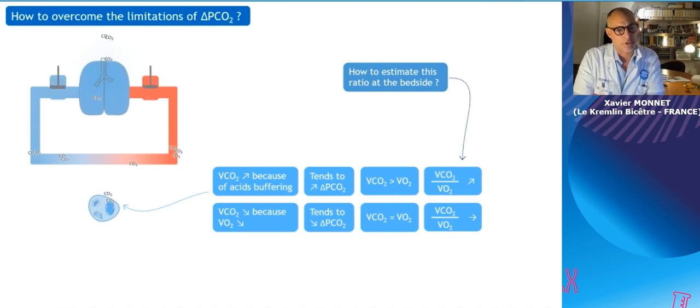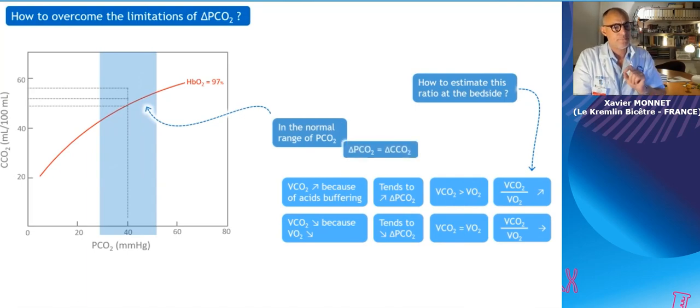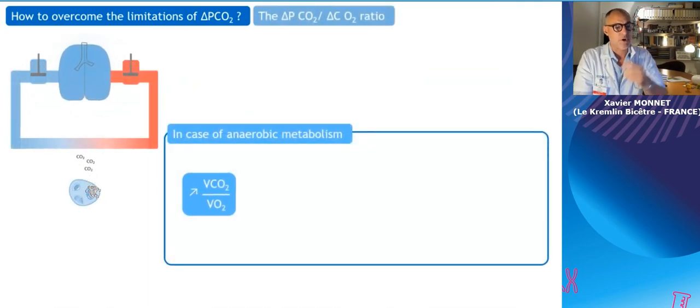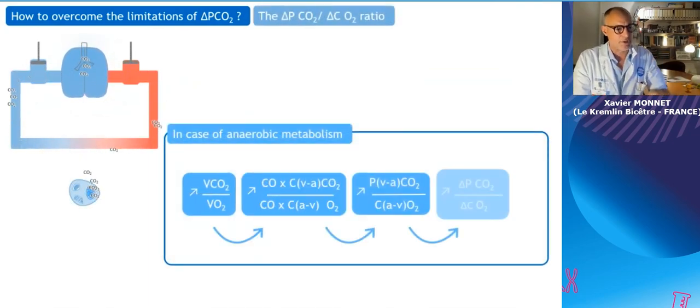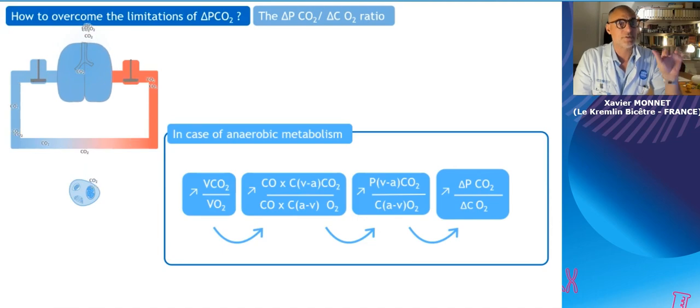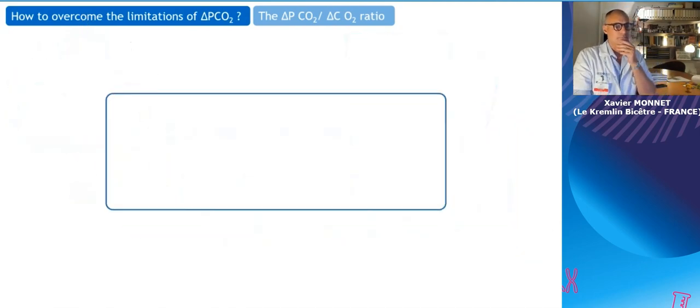How to estimate the respiratory quotient at the bedside? We do not have indirect calorimetry, but we know that the PCO2 gradient is linearly linked with the CO2 content difference. So if we develop the Fick formula, if we eliminate cardiac output from both sides, if we estimate that the CO2 content difference can be estimated by the PCO2 difference, we come to this ratio, delta PCO2 over the delta content in oxygen, which might be a marker of anaerobic metabolism.